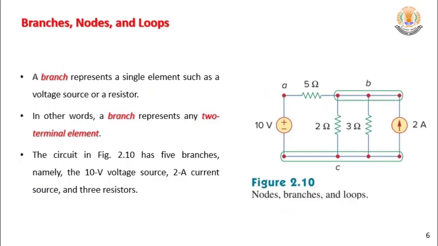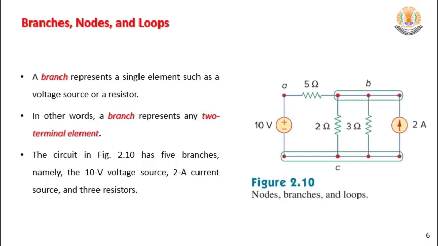Now, we need to understand the difference between branches, nodes, and loops. Branch. A branch means part of the circuit that contains one element. In this circuit, how many branches, how many elements do we have? Branches mean elements, because each branch has one element. So 1, 2, 3, 4, 5. So how many branches do we have? 5. Do you agree?